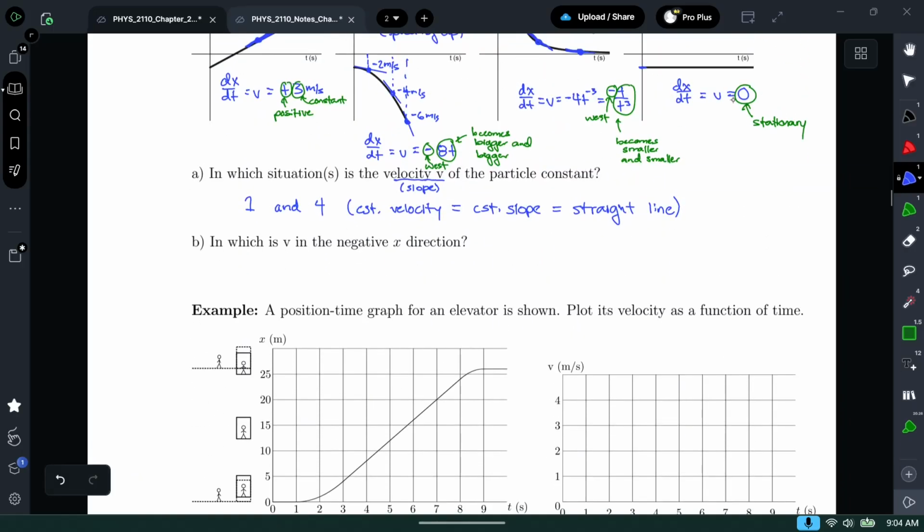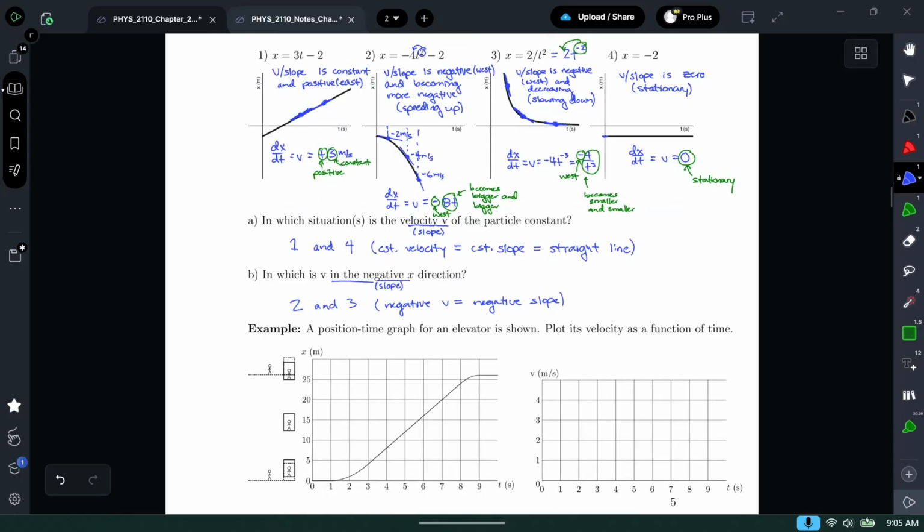And then when is the velocity negative? So when is the slope negative? In 2 and 3. Yep. Negative v just means a negative slope. And so I would advise for anything like this, just sketch in, draw the slopes at different points, and that may fool you less than what your brain says about this being in the negative part of the graph.